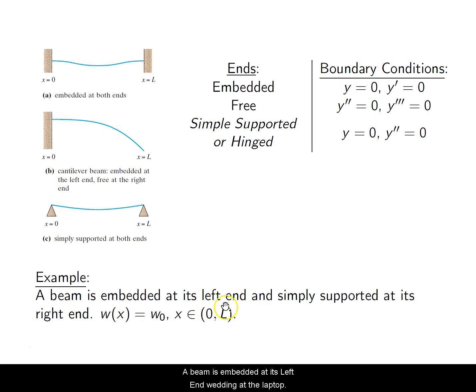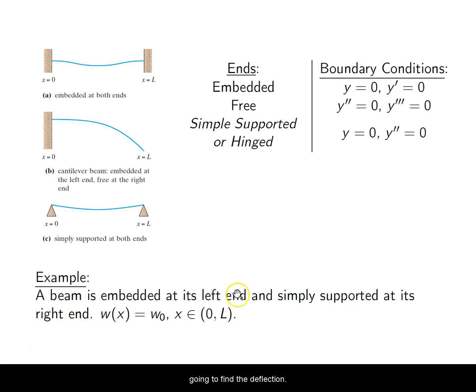A beam is embedded at its left end, and simply supported at its right end. My load per unit length is a fixed constant, W naught, and my beam has a length from 0 to L. So that's how long my beam is. That's basically what this example is saying.